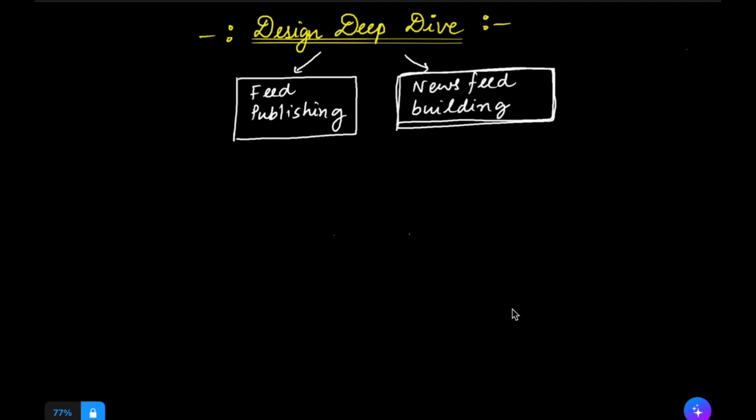In the previous video, we discussed the high level design of the two main features of this newsfeed system: feed publishing and newsfeed building. In this video, we will dive deep into the design of each of these individual components. We will look into feed publishing, and in the next video we will discuss newsfeed building. So without wasting any time, let's dive into the details of each of these components.